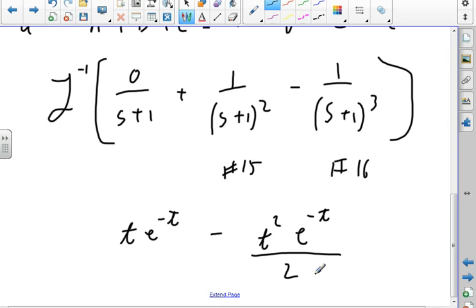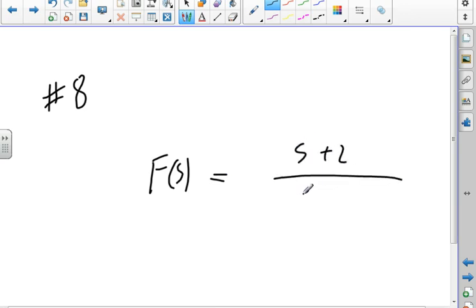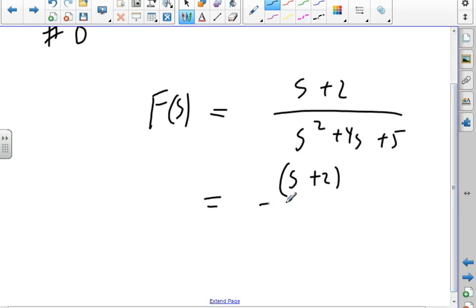Now we'll look at number 8. Fine, I'll look at number 8. F of s is s plus 2 over s squared plus 4s plus 5. That looks like s plus 2. If I complete the square, I can have s plus 2 squared plus 1, right?